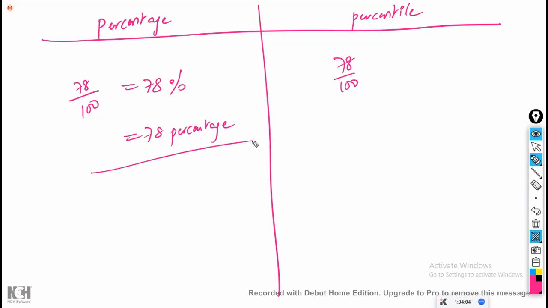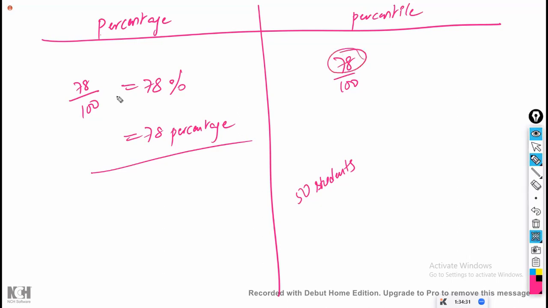Position. In your class, how many students are there? 50 students are there. Among the 50 students, you got 78 marks out of 100. What is your position? You are top, or you are the least, or you are in the middle. In which position are you? That position tells the percentile. Percentile tells the position in the data.